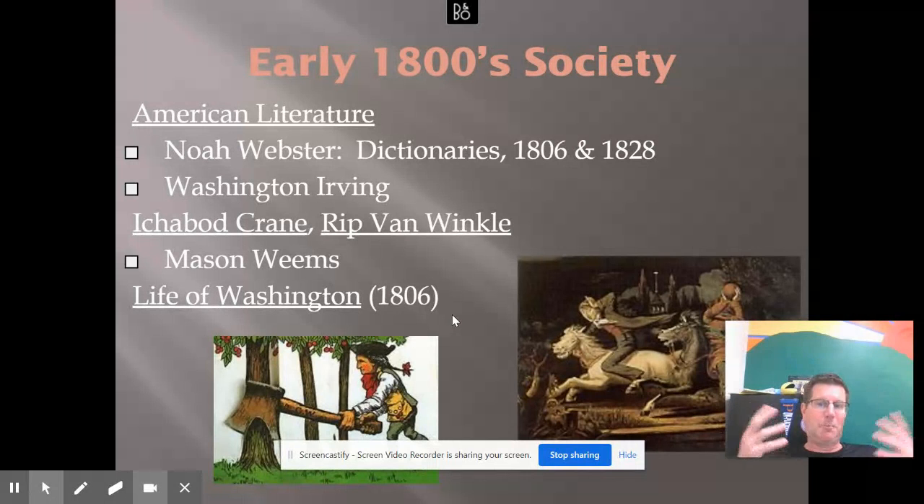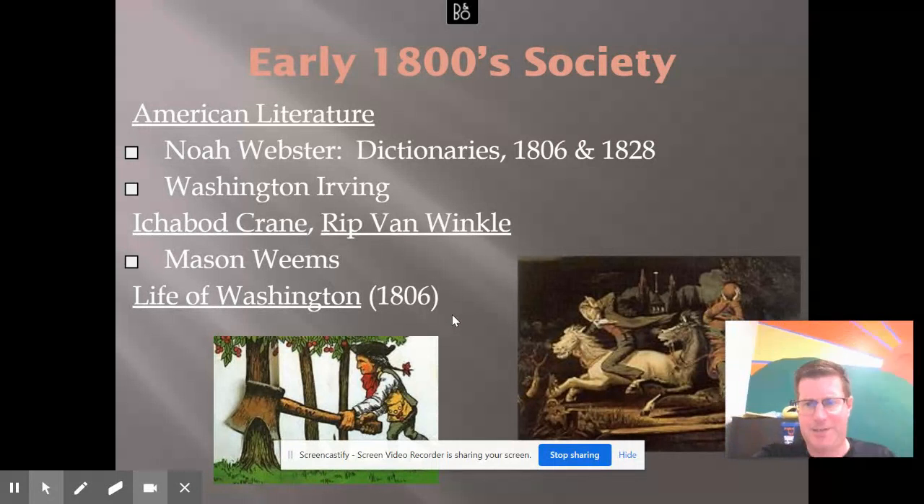He's larger than life. He's perfect. So you ever heard the story about George Washington cutting down the cherry tree? And his dad says, did you cut down the cherry tree? And then Washington says, I cannot tell a lie. I cut down the cherry tree. Well, okay. There's no evidence he ever did that.